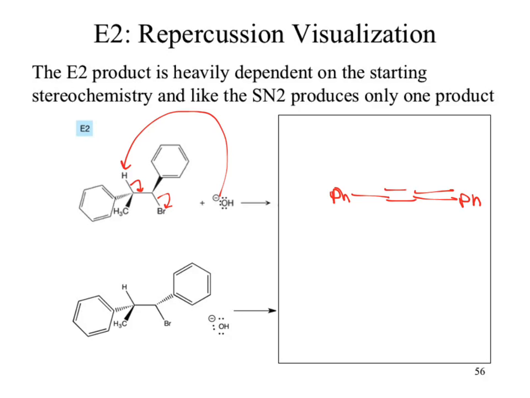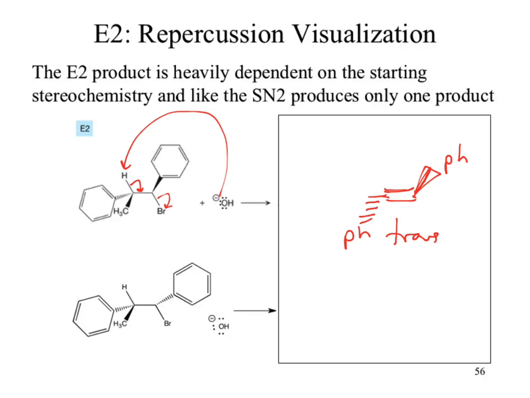The starting material dictates the orientation of those pHs. What should those pHs be relative to each other? Why should they be trans? One is shown as a wedge. The other one is shown as a dash, which by definition means they're on opposite sides of the pi bond as it forms, which means we get the trans product.